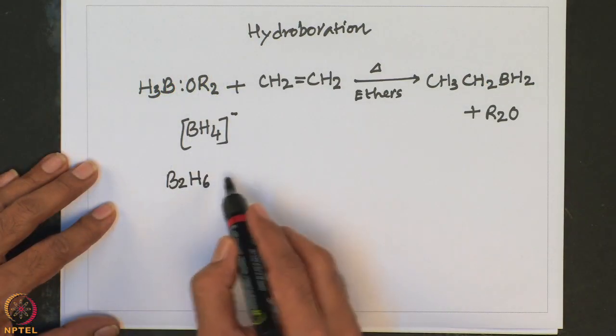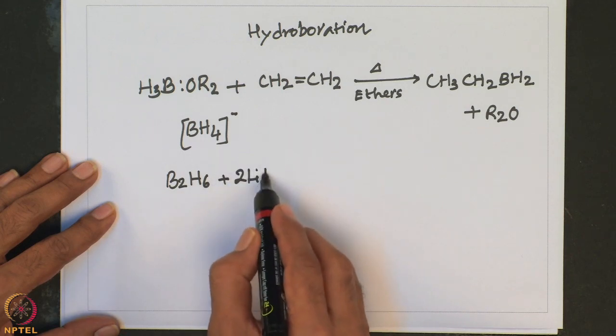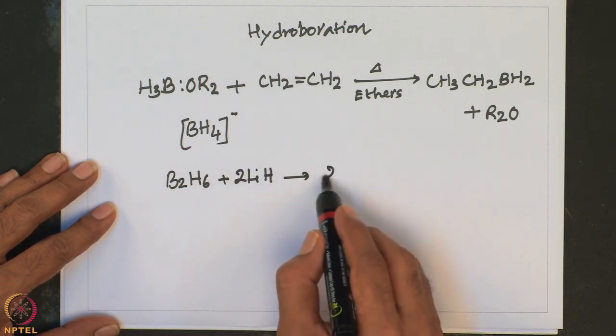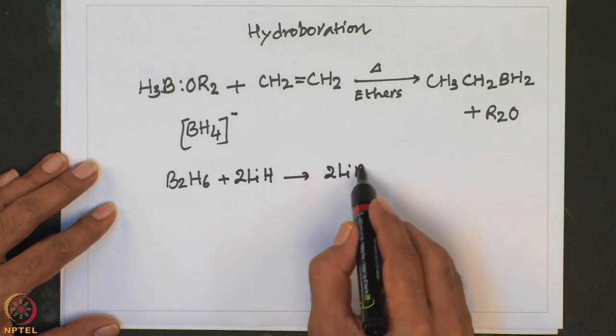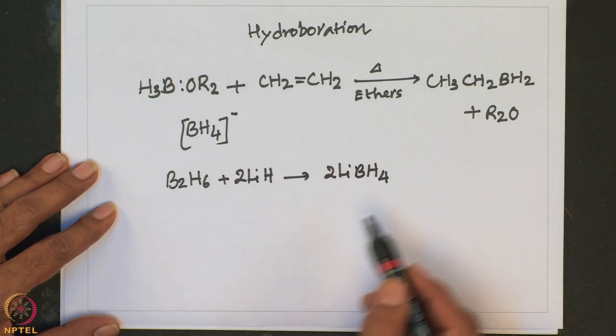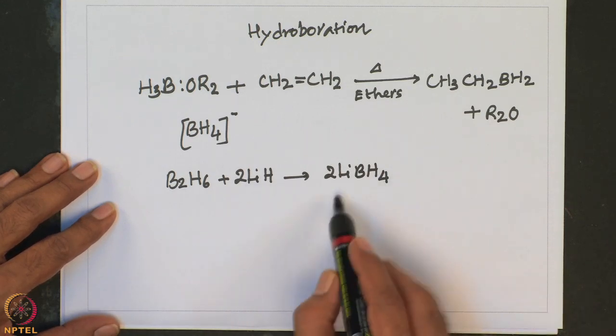Because of the sensitivity of diborane and lithium hydride, one should not carry out these reactions in water or under atmosphere. These reactions have to be carried out, as I mentioned already, in a non-aqueous medium using very dry organic solvents. Okay. So, here simply one can take B2H6 and treat it with 2 equivalents of lithium hydride to generate the very useful lithium borohydride. This reaction is essentially carried out in diglyme.